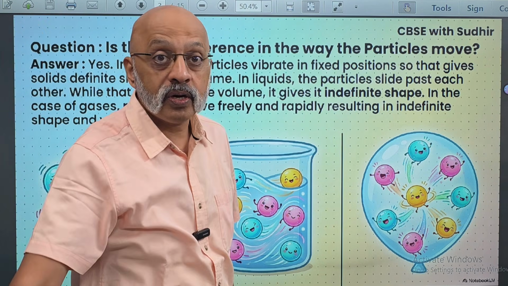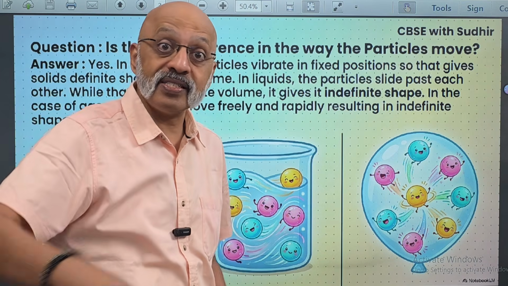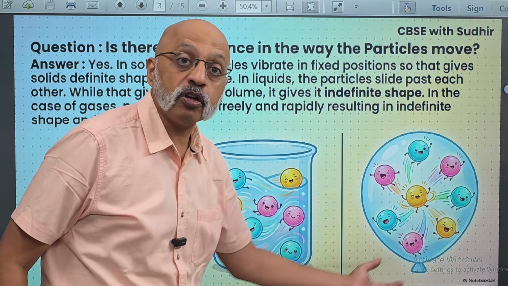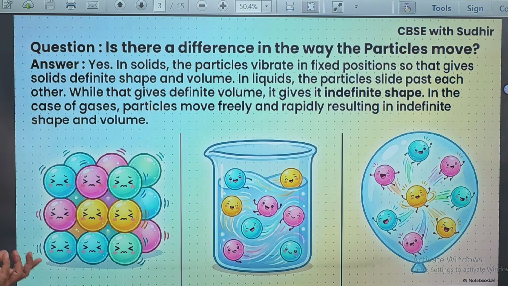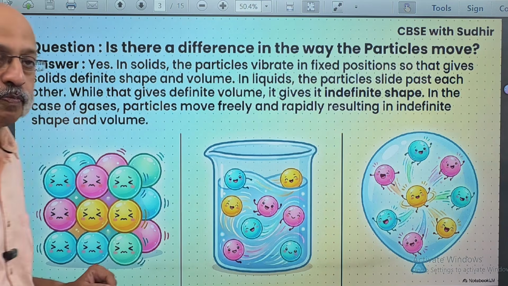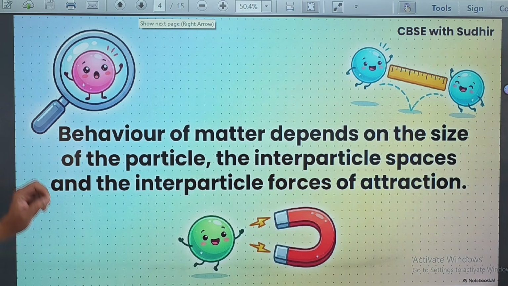Air is all around us. It has no definite volume and no definite shape, because the particles move freely. Okay, I hope this is clear. This is at the heart of this particular chapter.